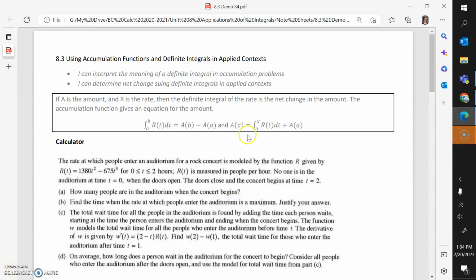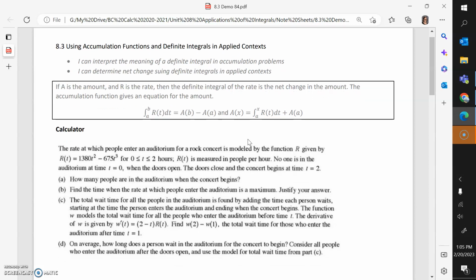This is the notes for 8.3 if you use an 84 calculator. And this is really just demonstrating these problems. You can totally solve these on your own if you want to try them without a demonstration. But these are the solutions.